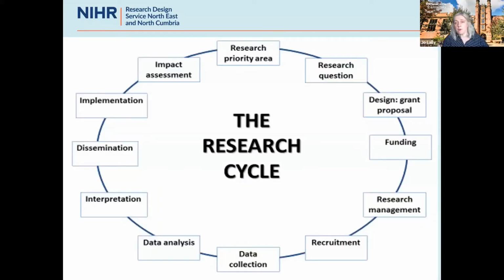So when can we involve public members in our research proposals? And I've put up there, the researchers will be familiar with this, the research cycle. So we identify a research priority area. We come up with a research question and we go all the way around. These are all the steps as a researcher that you take when you're submitting your application, and indeed when you're carrying out that research proposal.